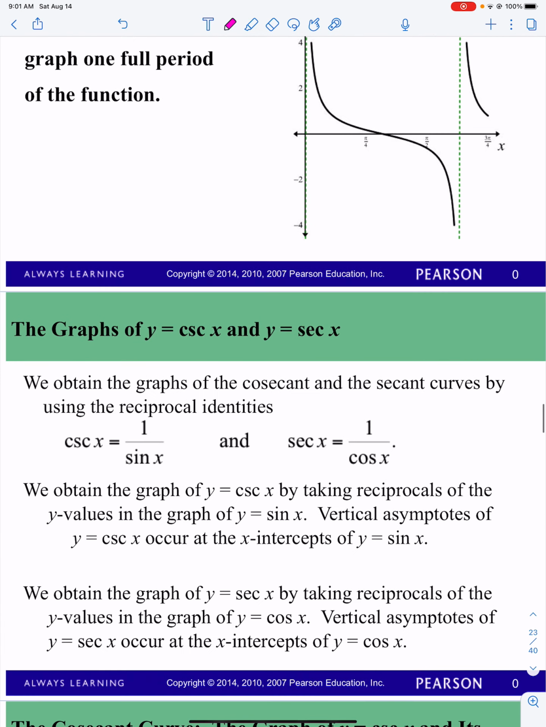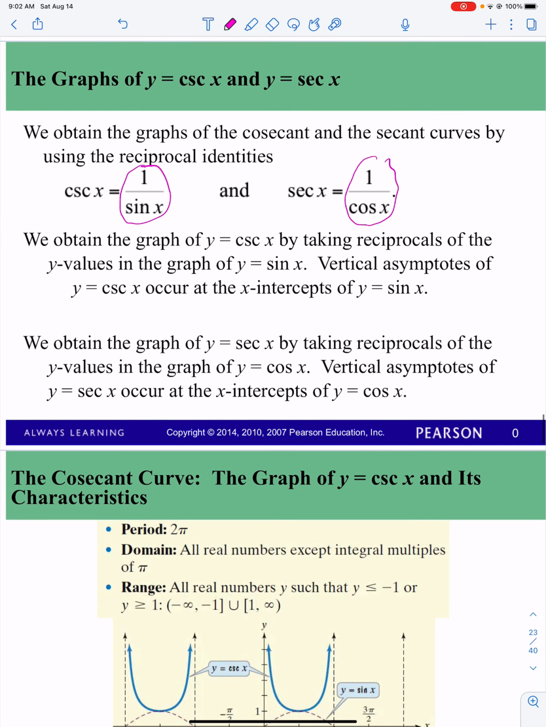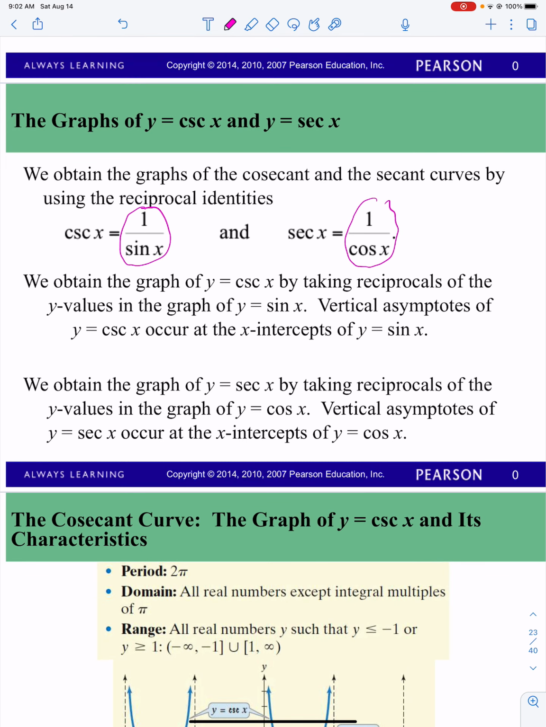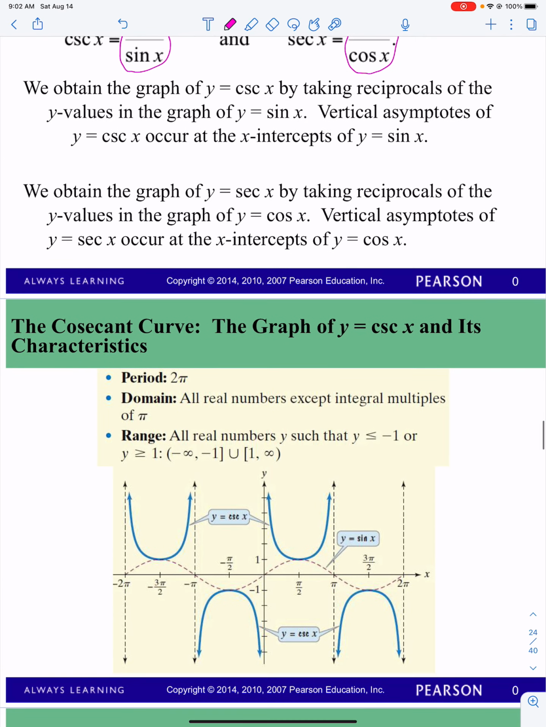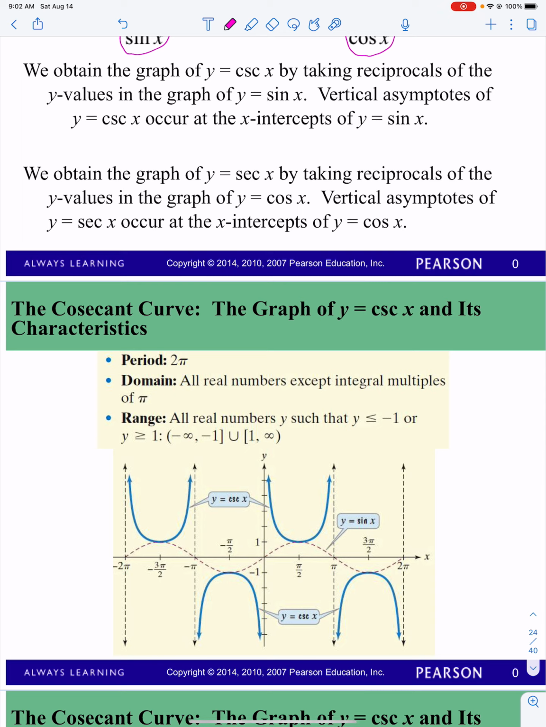Okay, and for the cosecant, the secant. Okay, so cosecant is what? 1 over sine. Secant is what? 1 over cosine. So even from the definition, what could you guess? How could you draw the cosecant and secant? I will draw sine and cosine first, and then draw the cosecant and secant. Okay. So the period of cosecant and secant will be the same as the period of the sine and cosine. Okay, so the picture is right here.